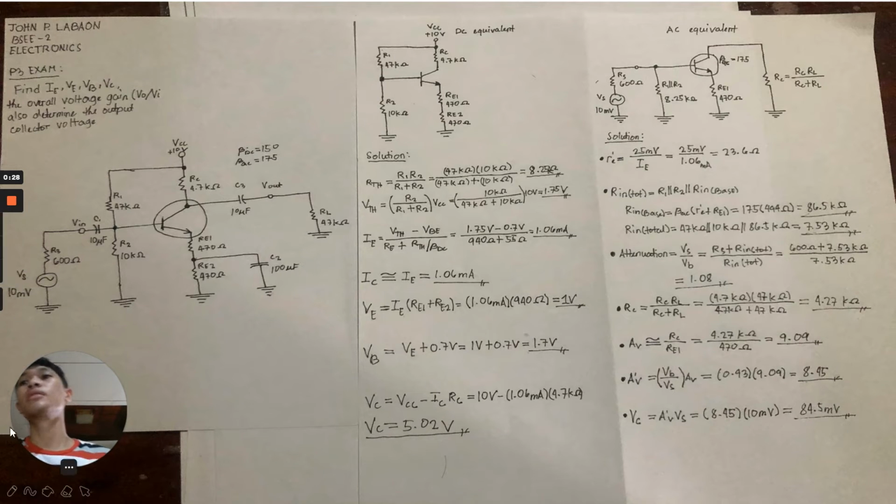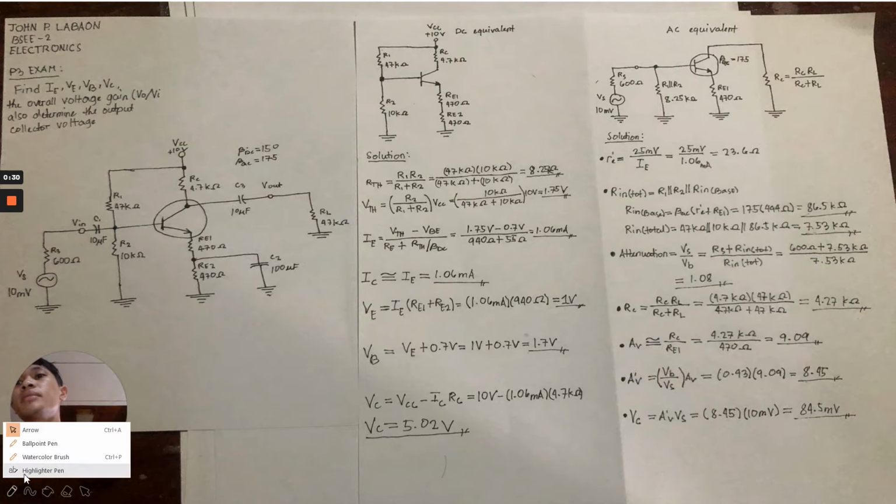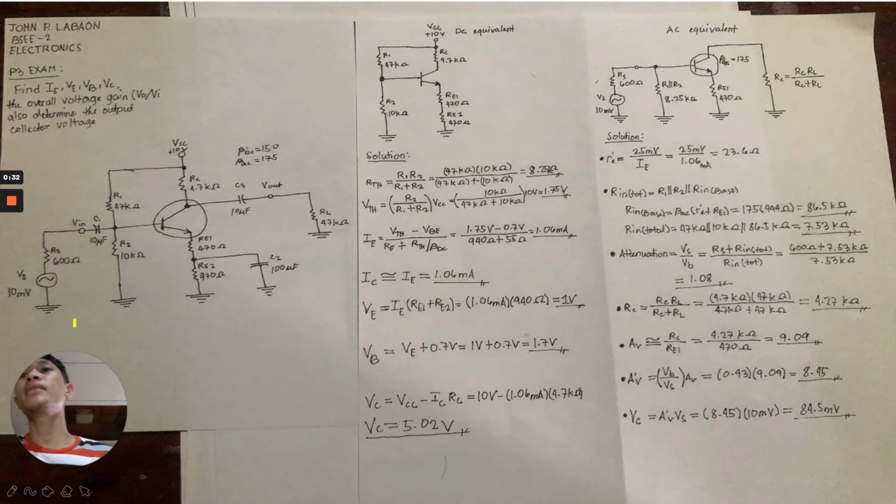So, first we need to get some highlighter. And now, this is going to be our main circuit. We need to get the DC equivalent of this and the AC equivalent. For our DC equivalent, we're going to apply Thevenin's theorem and the Kirchhoff voltage law for our base emitter circuit.